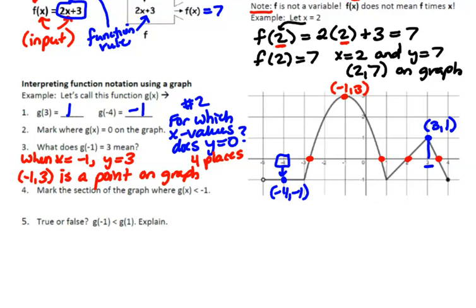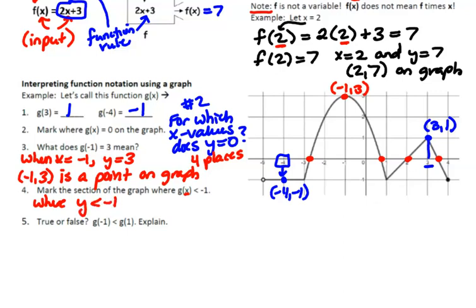Next question. Mark the section of the graph where g of x is less than negative 1. Okay, so let's once again think. When I see the number negative 1, am I thinking, is that an input value? Does that refer to x? Or is that an output value? Does that refer to y? Remember, the input value is right here. It's unknown here. The output value is negative 1. So I'm saying g of x is the same as the output value or the y value. So I'm saying where y is less than negative 1.